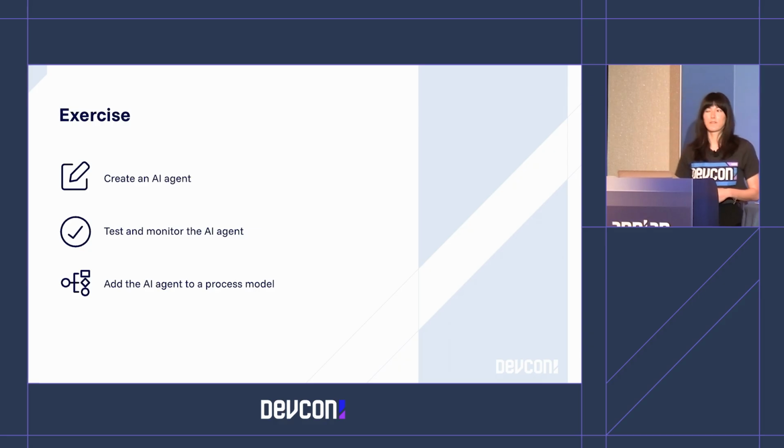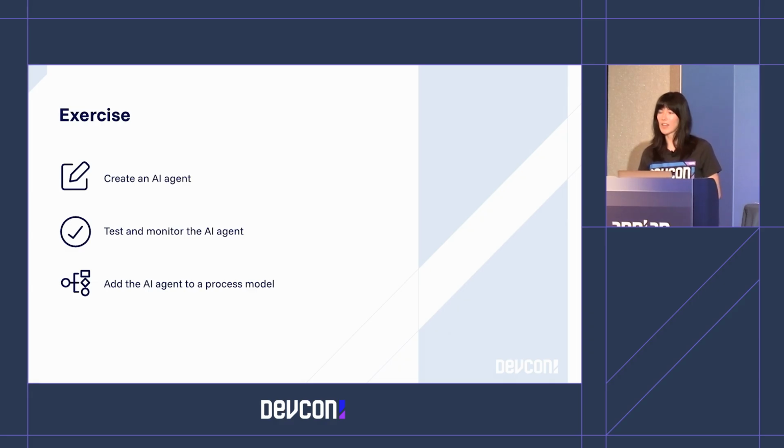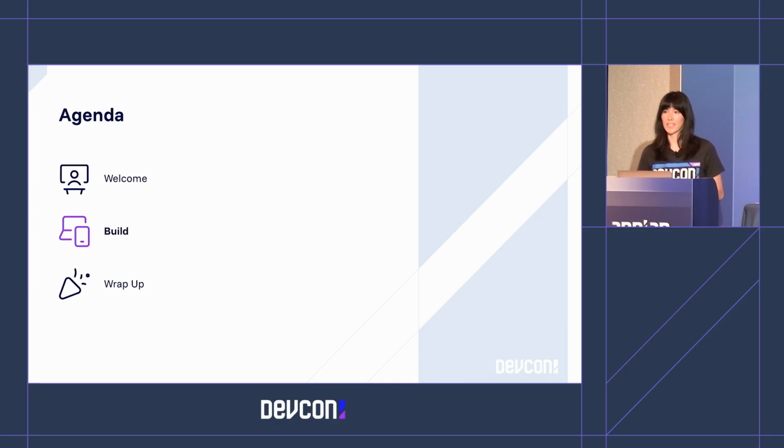We'll begin our build for NextGen by creating a new AI agent. Then we'll test and monitor the agent. At the end, we'll put it all together by adding our agent to a process model. Let's get into the build.